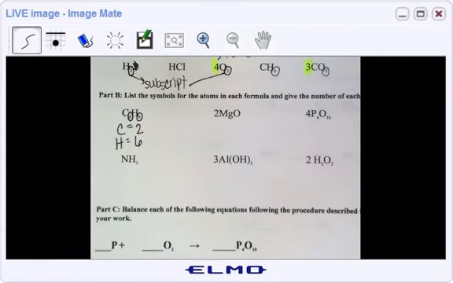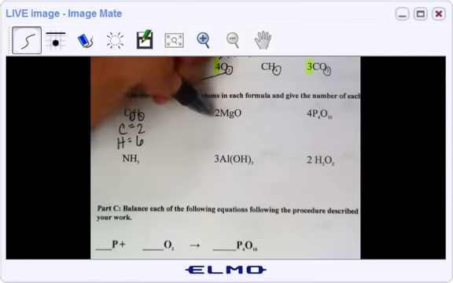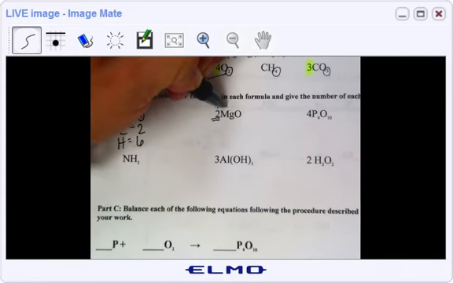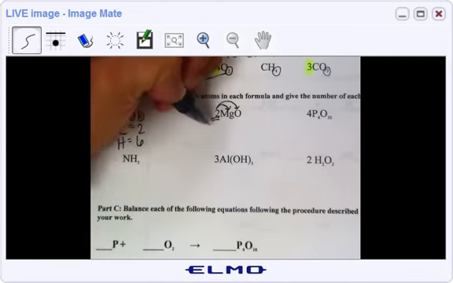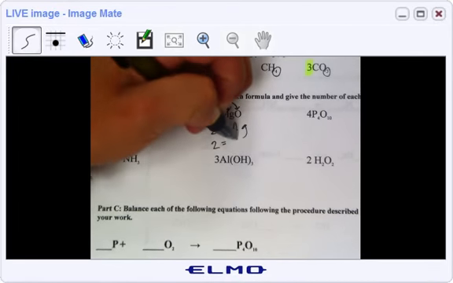Never are you going to add these together. Never are you going to multiply these together. The subscript only belongs to what it's next to. But on the other hand, if it's a coefficient, a big number, that applies to everything in the formula. So in this case, we have 2 Mgs and 2 oxygens.